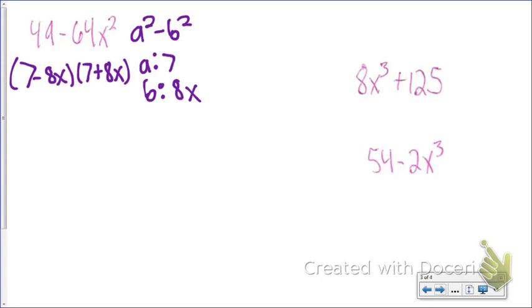8x cubed plus 125. So if you look at this one again, it's two terms, and this time with the two terms, this is a sum of cubes. So I know the cube root of the first term, and I know the cube root of the second term.